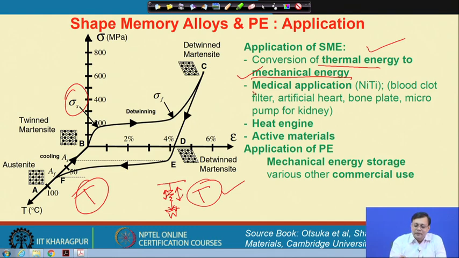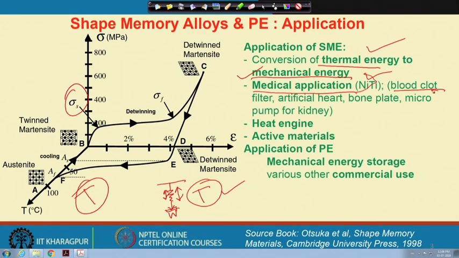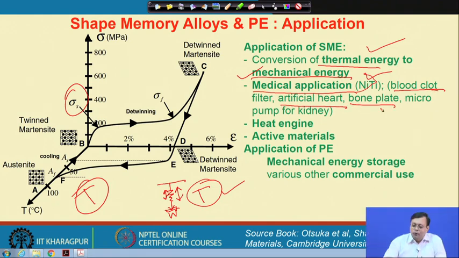Now, there are other medical applications where nickel titanium dominates over the copper based alloys, because copper based alloys are not good for biocompatibility, but nickel titanium is very useful where a blood clot filter, or let us say an artificial heart or some sort of bone plate or micro pump for kidney can be used. And now, switching between temperature and stress we can use it as a heat engine, which is very common for any kind of Carnot cycle.